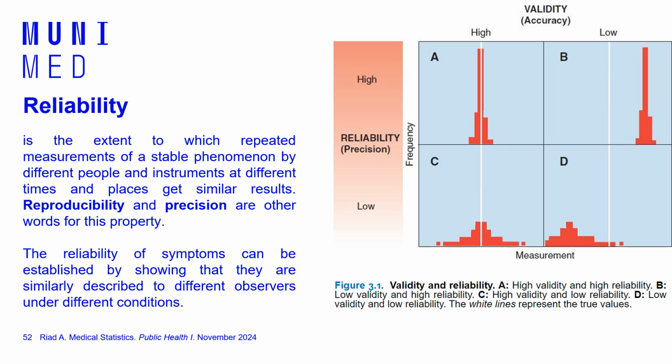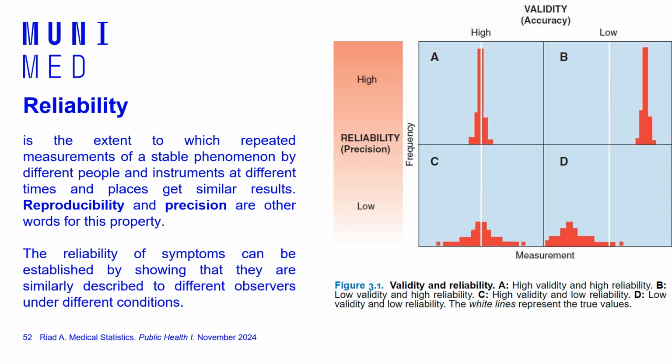In the case of figure B, we can see high reliability and low validity. Why low validity? Because the mean score is very far from the white line. However, the range of scores is very narrow, which means that it has high reliability. I mean, the results are not unpredictable. They are predictable every time we test, but unfortunately, they do not describe the truth.